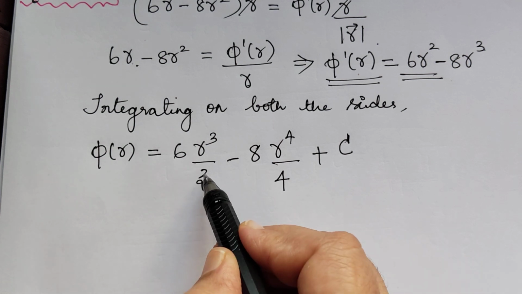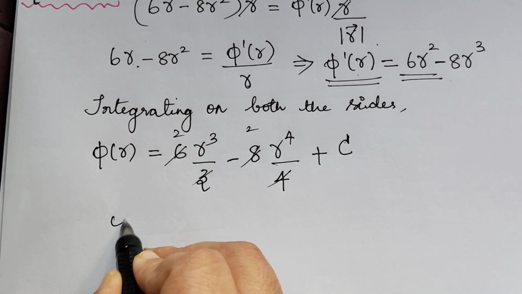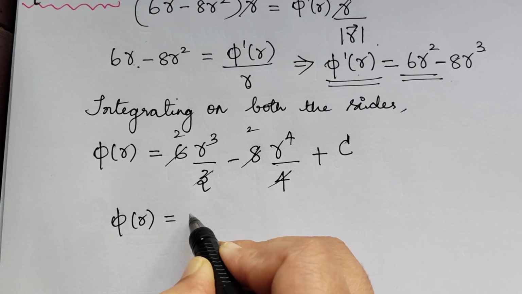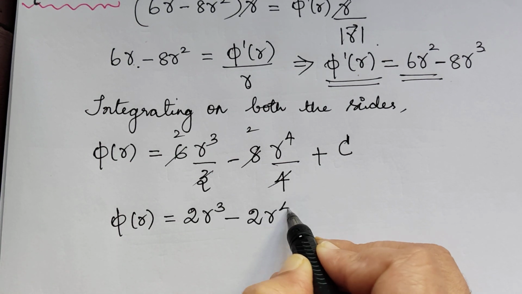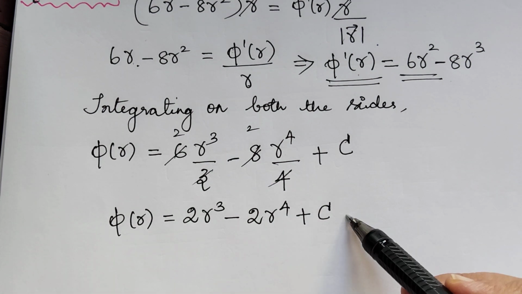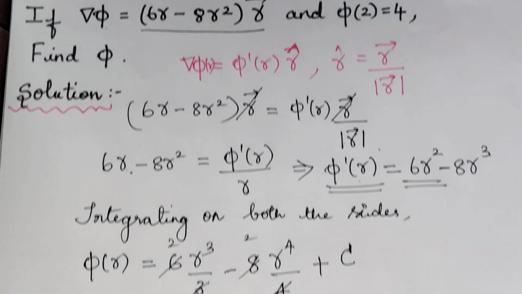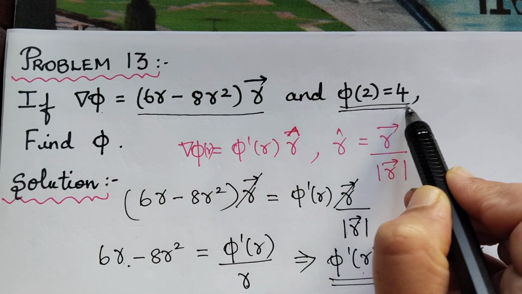So now if you see, we can cancel this twice and this also twice. And so we get phi of r to be equal to 2r cubed minus 2r to the power 4 plus the constant of integration c. Now the problem still continues because in this a condition is given. It is given that phi of 2 is equal to 4.